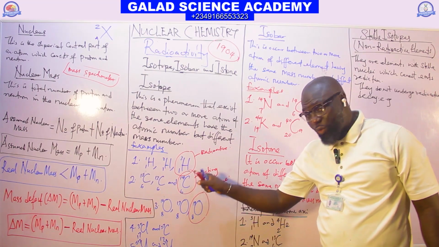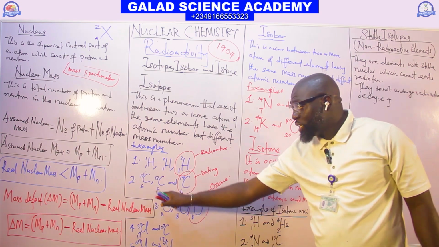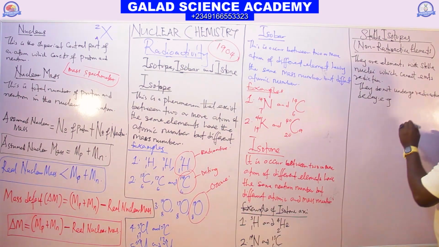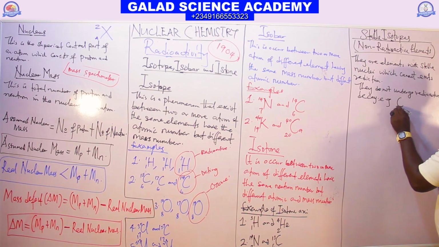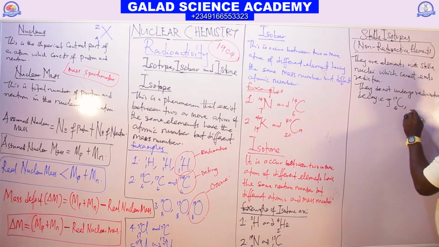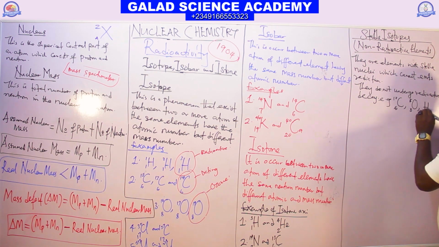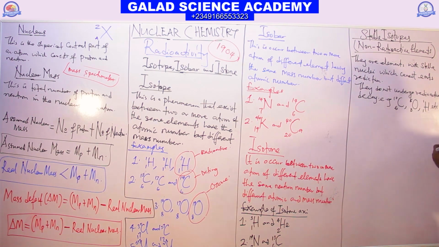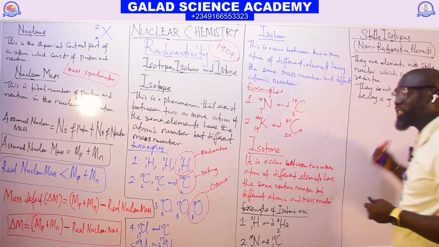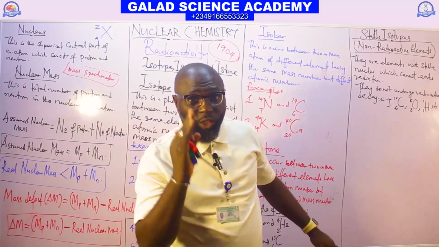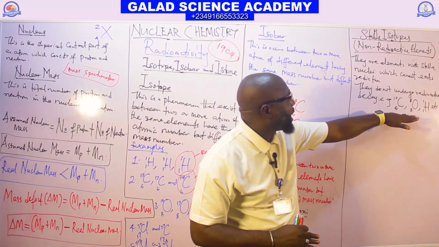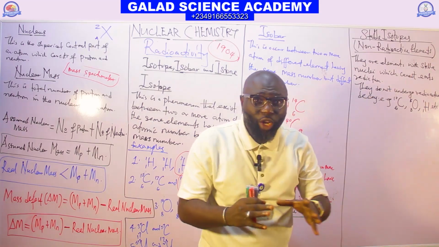Only carbon-14 is a radioactive isotope. The remaining two are not. E.g., we have carbon-12, and we also have oxygen-16. We also have hydrogen-1, etc. All these elements cannot undergo radioactive emission. Spontaneous disintegration cannot occur there. Why? Because their nucleus is stable.